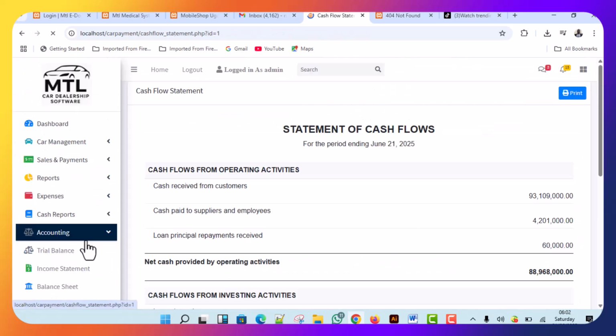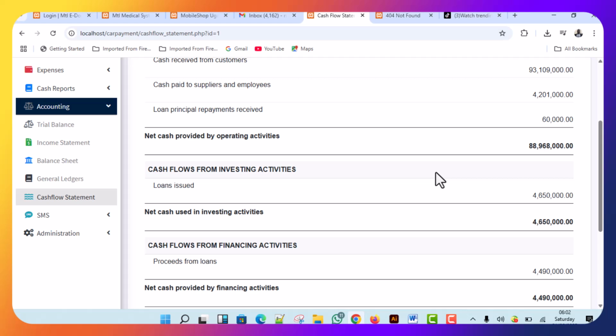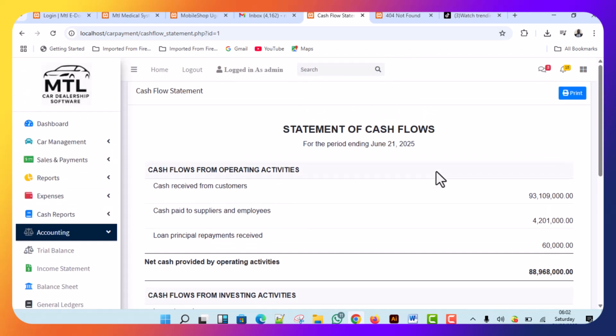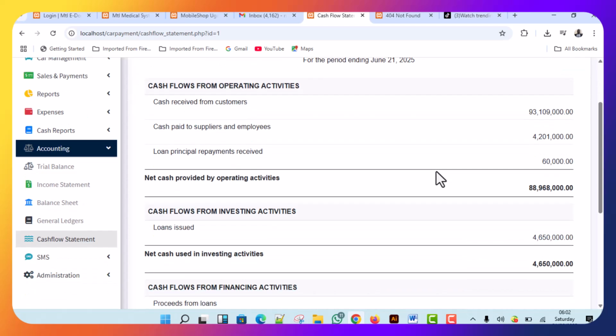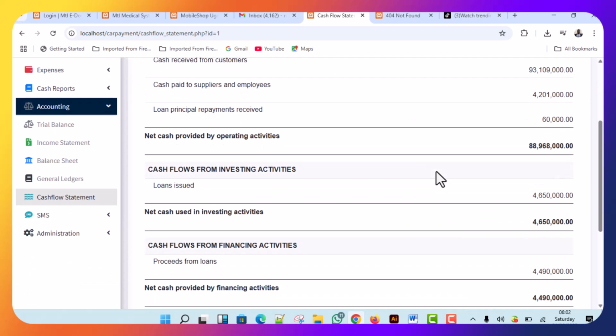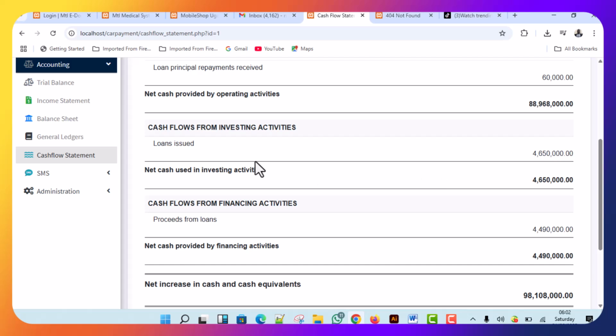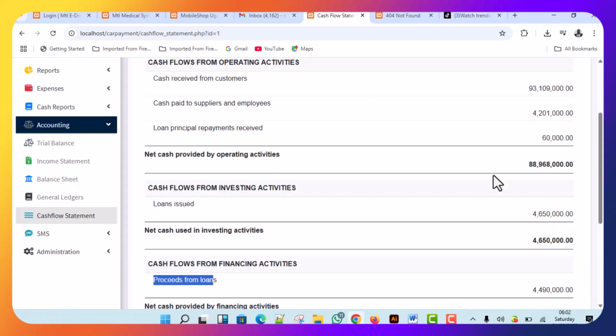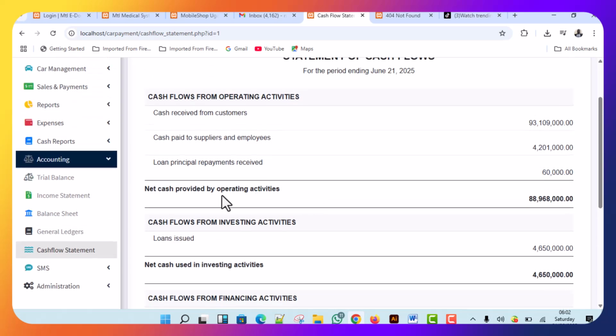Then you have cash flow. This cash flow statement: operations, cash flow from investing activities, loan issued, cash flow from financing activities, proceeds from loan. All this, as long as you know accounting, it's easy.